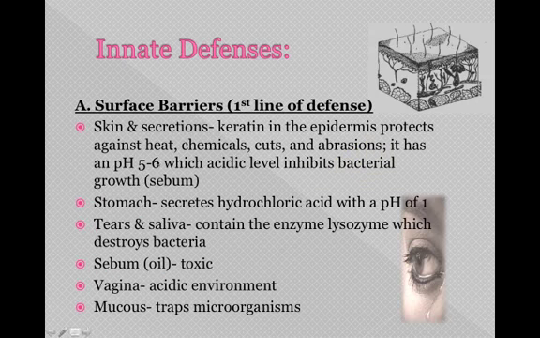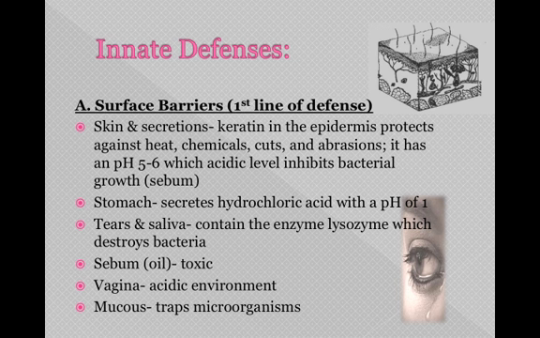Innate defenses. Examples are surface barriers, that's the first line of defense, such as your skin and the secretions. Those ones are, of course, the first part. You have pathogens that land on you constantly, and because your skin has a pH of between 5 and 6, it's really acidic and it helps inhibit bacterial growth.